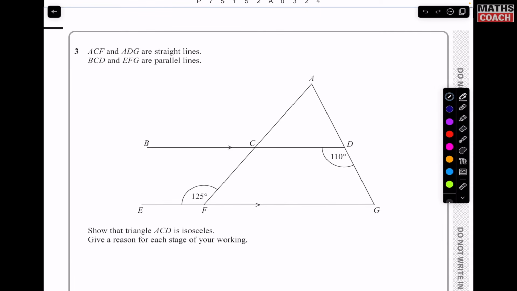All right, question number 3, we have to show that the triangle ACD is isosceles. So where's ACD? We have to show that this triangle is an isosceles triangle, and we have to give a reason for each stage of our working. So what is an isosceles triangle? Let's quickly remind ourselves. It's where 2 sides are the same and these 2 bottom angles right here are the same. So that's all we have to prove.